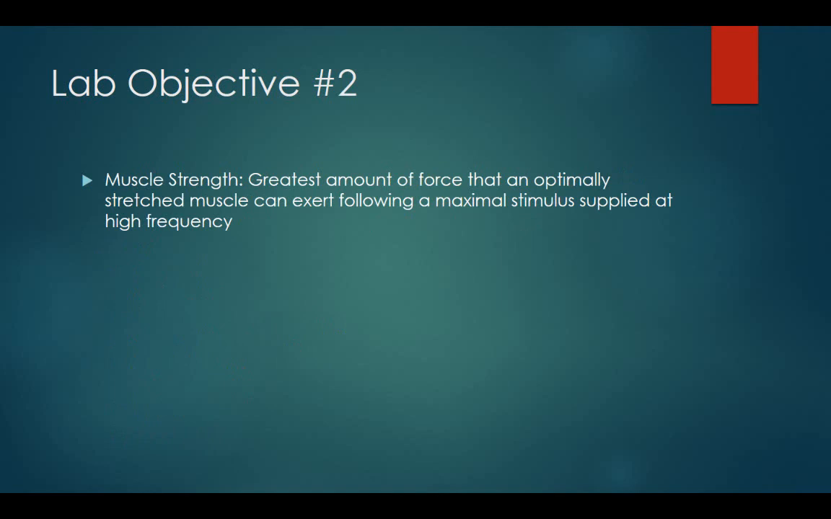Objective 2, we look at muscle strength, which the definition is the greatest amount of force that an optimally stretched muscle can exert following a maximal stimulus supplied at high frequency. It's a mouthful there. What we're looking at is a stimulus that is being applied at a high frequency that would create a very strong force within our muscles. And so to improve our strength, we would do resistance training or weight training.